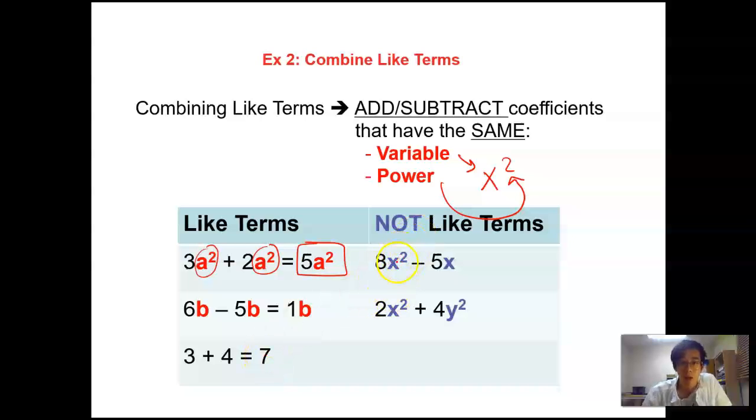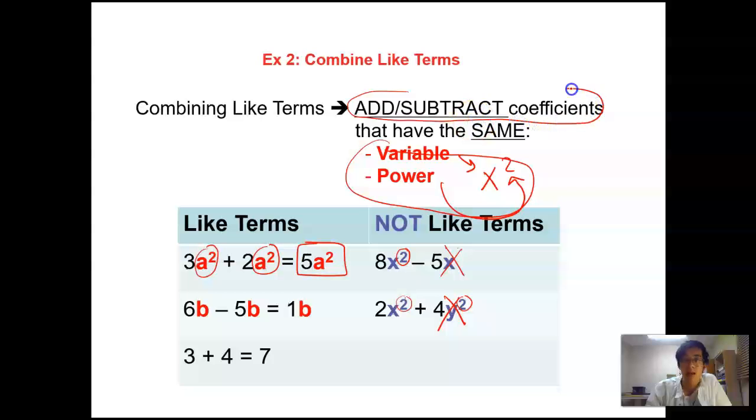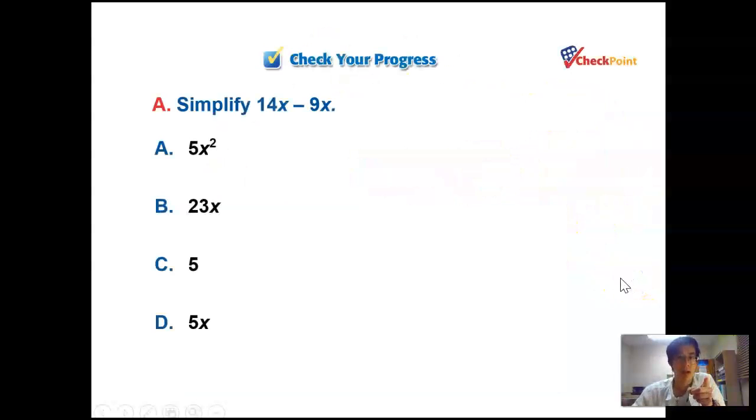Not like terms: if you look closely, this has an x squared, but this one does not, so that doesn't work. And then this right here, they might have the same exponent, but this is an x and this is a y, so that doesn't work either. They need to have the same variable and the same power in order to add and subtract the coefficients across. Alright, so remember this little rule, and then try these problems right here. All right. Go for it.